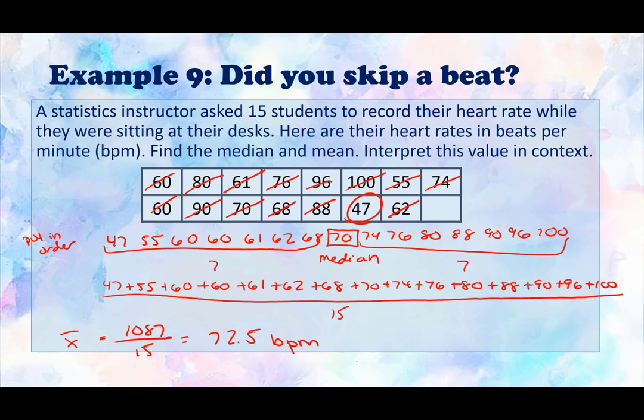And the median would be 70 beats per minute. Okay, so again, you're just going to add all these numbers up and divide them by how many numbers there are for the mean. And for the median, you're going to find the middle number.